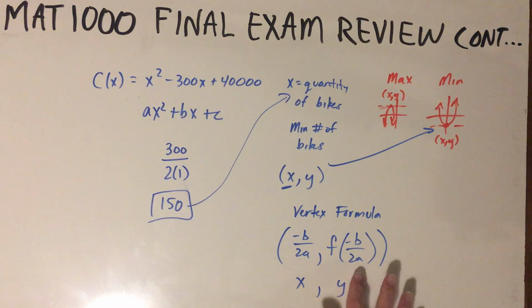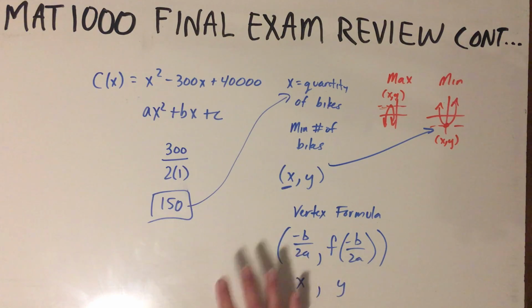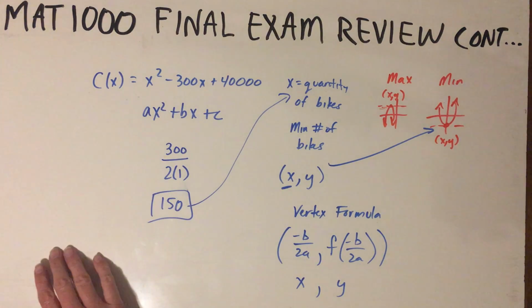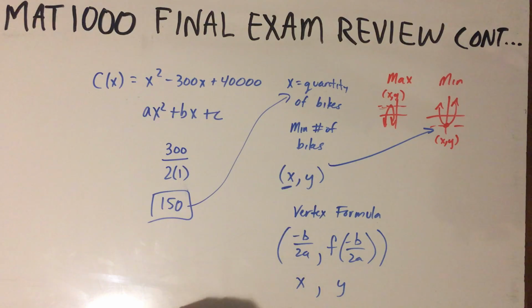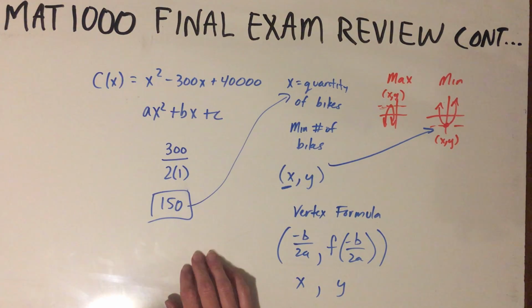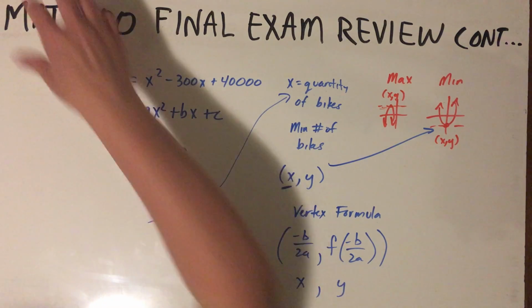So I don't even need to find the y value of this, because I'm not asking for the line. I'm asking for the quantity of bikes, which is represented by x. So this is a cost function, again, a real life application of this.